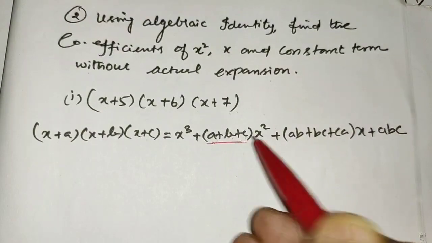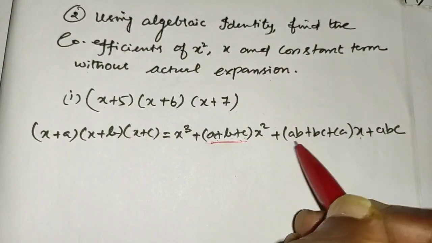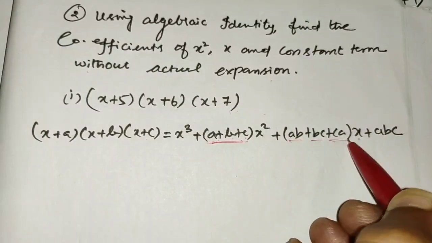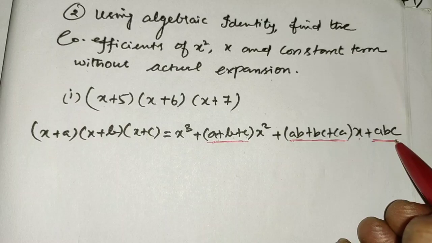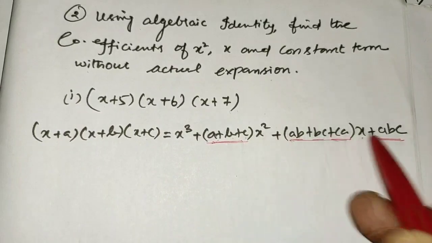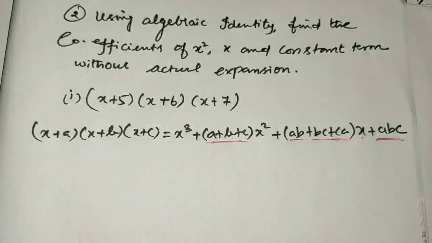a plus b plus c. What is the coefficient of x? ab plus bc plus ca. And the constant term is a into b into c. Just using this identity, you can find the coefficients.